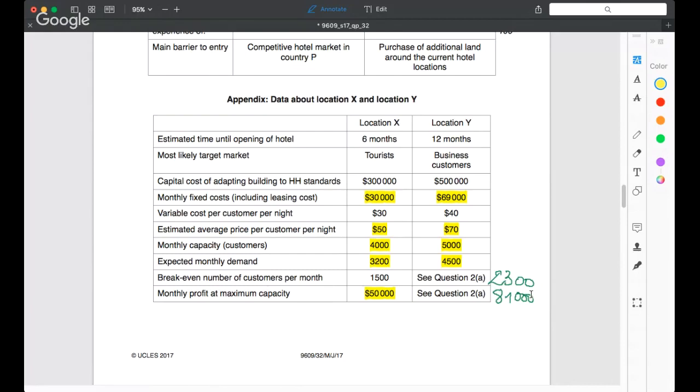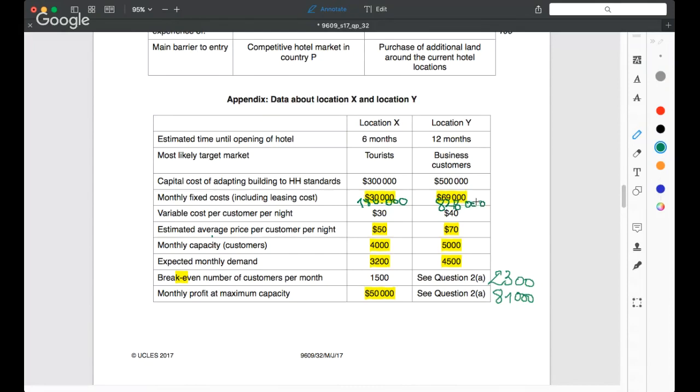So 30 times 6 is 180. Here it's 69. We have a calculator. 69 multiplied by 12 equals 828, almost $1 million. So here, 828.